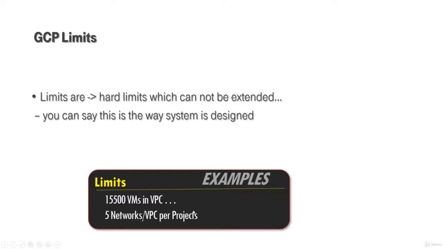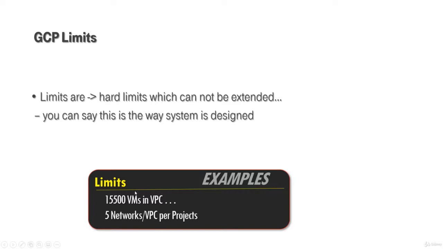There are some limits in GCP which are hard limits, and these are limits which you cannot extend. You can think of this as a limitation of Google Cloud Platform, or a similar limitation is there in any other public cloud platform. As an example, 15,500 VMs in one VPC, one network, and we are going to see the concept of VPC in the networking section, but you cannot launch more than 15,500 VMs in one VPC. There are 5 networks or VPCs which you can create inside the project. You cannot create more than 5 networks inside the project.